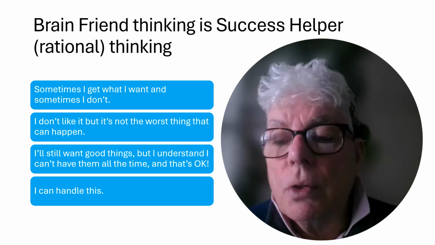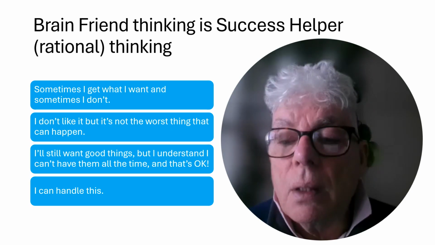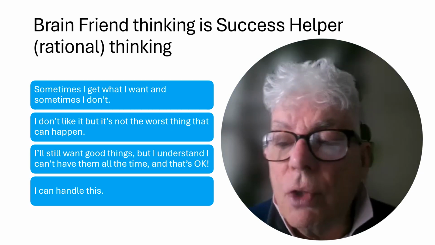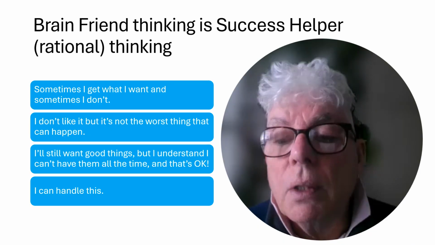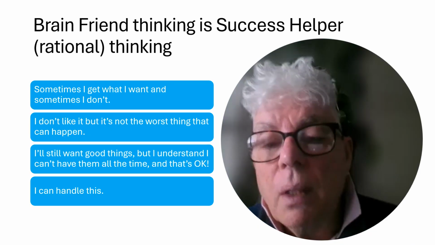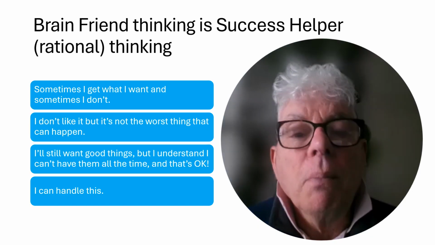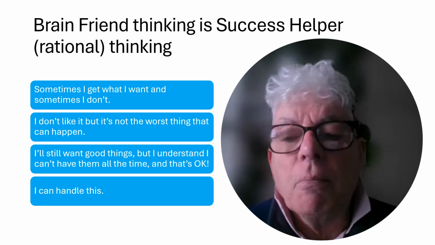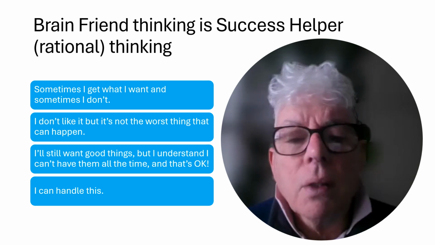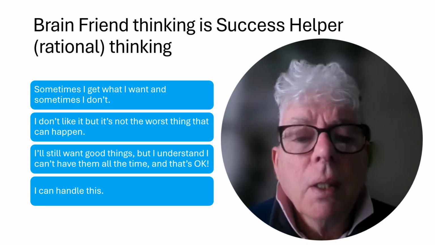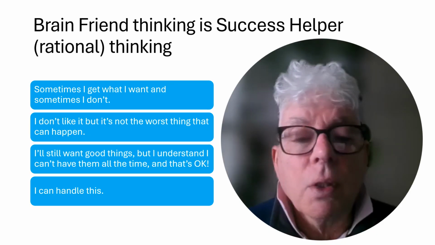We help children to look at things in a way that accommodates the reality that sometimes things don't go our way. We help children decatastrophize in the classroom. In the early childhood Have a Go Spaghettio environment, we have the catastrophe scale where we teach children how to decatastrophize and put the badness of things into some kind of perspective. I'll still want good things. In other words, I'll still strive to get what I want, but I understand I can't have them all the time, and that's okay. That's just the way the world works.